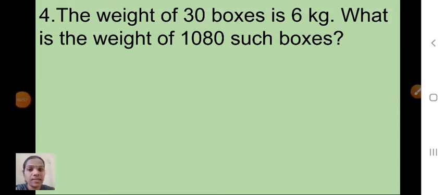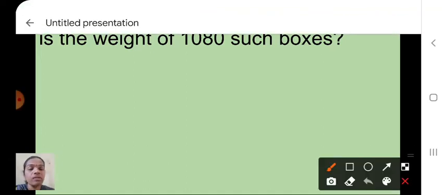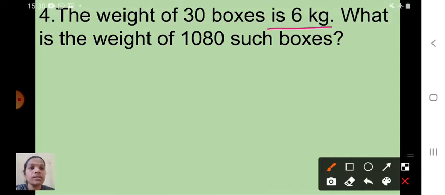so children, see here 4th sum. Okay, the weight of 30 boxes is 6 kilogram. Weight of 30 boxes is what? 6 kilogram. What is the weight of 1080 such boxes? Understood what is the question here? Yes, weight of 30 boxes is 6 kilogram. Okay, what is the weight of 1080 such boxes?